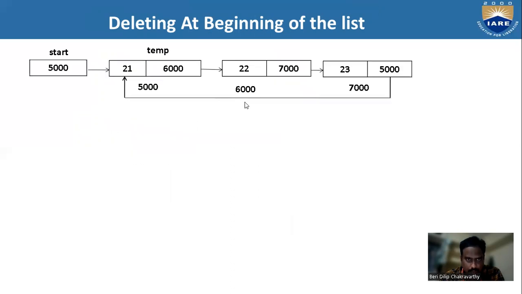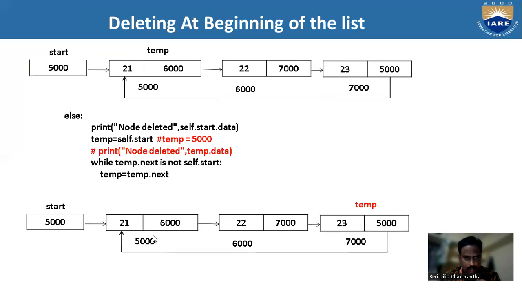Suppose there are many nodes, like this 21, 22, 23. Observe here. Now I am trying to delete at the beginning of the list, so I'll be deleting this. If I delete this, what happens? This node becomes the first node. That means in place of 5,000, I should get 6,000, and here also in place of 5,000, I should get 6,000. So this link should be removed and given here. I'll be getting like this. So I'll be moving to the last, and observe here.